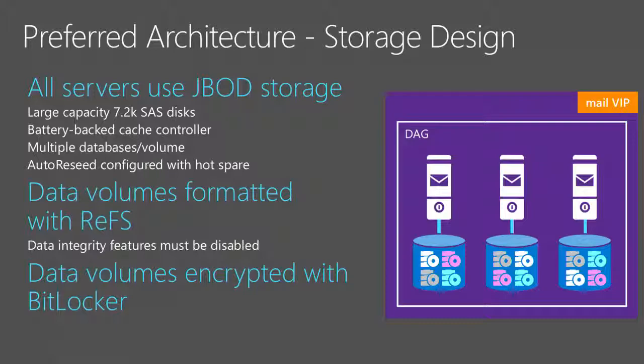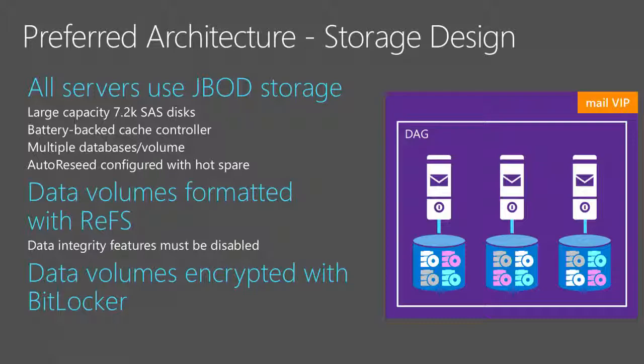Multiple databases per volume, ideally matching the number of database copies. So if you're using 4 database copies, we want you to deploy 4 databases per volume as well. And then we want you to configure auto reseed with a hot spare so that if one of your disks does die, the system can automatically format that hot spare and reseed the database copies that were affected by the dead disk.